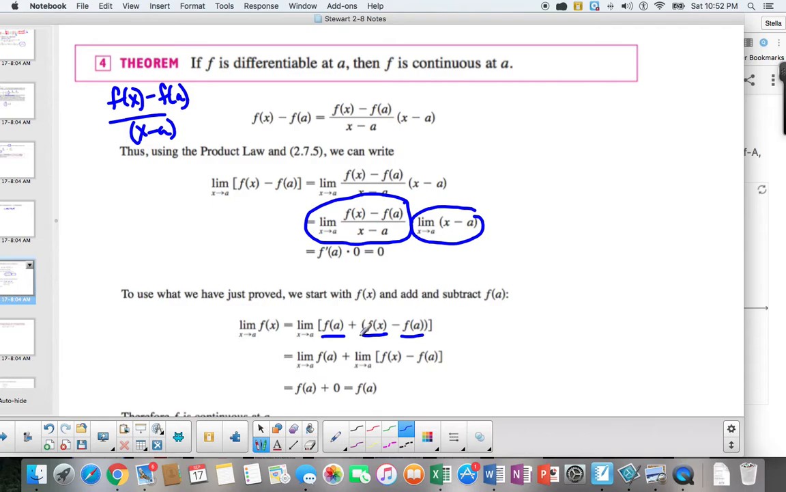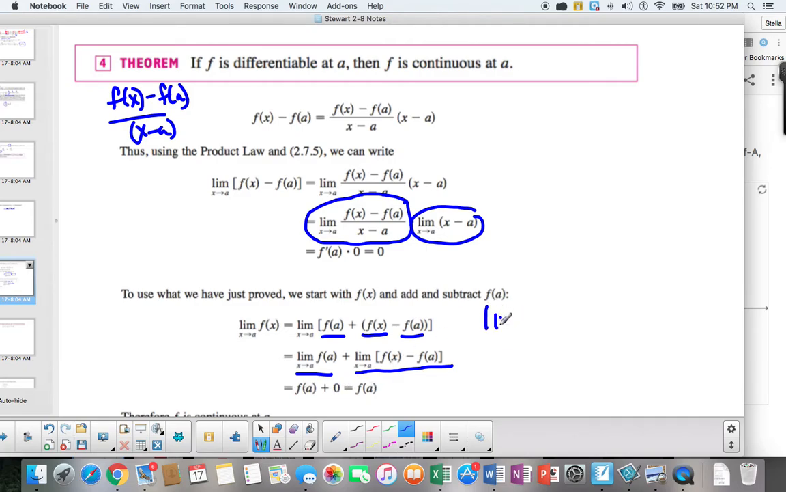The limit of a sum is the sum of the limits. So we have this sum of these limits. This actually matches this up here. So we know that this thing right here is f of a, and we know that this expression is 0 right here. That's 0. So what we're saying here is that this answer is f of a.